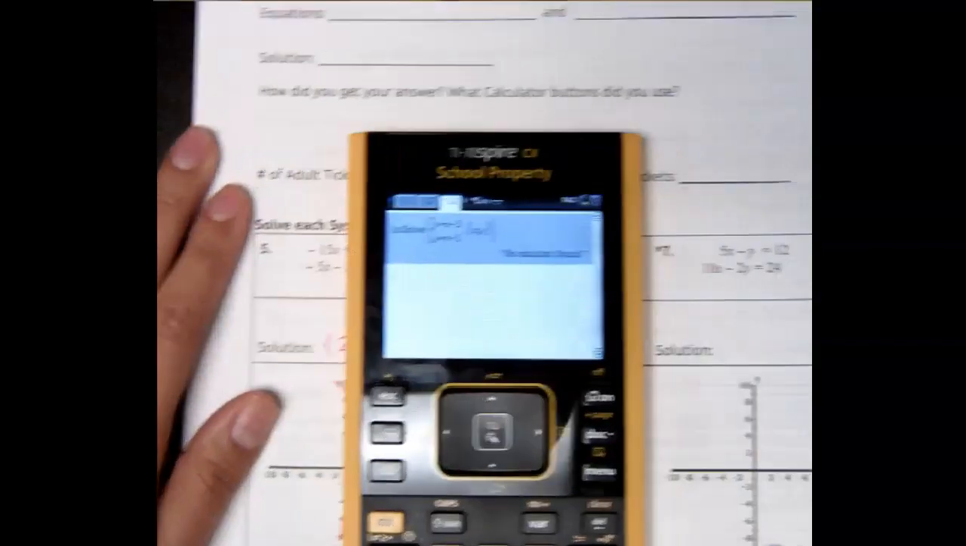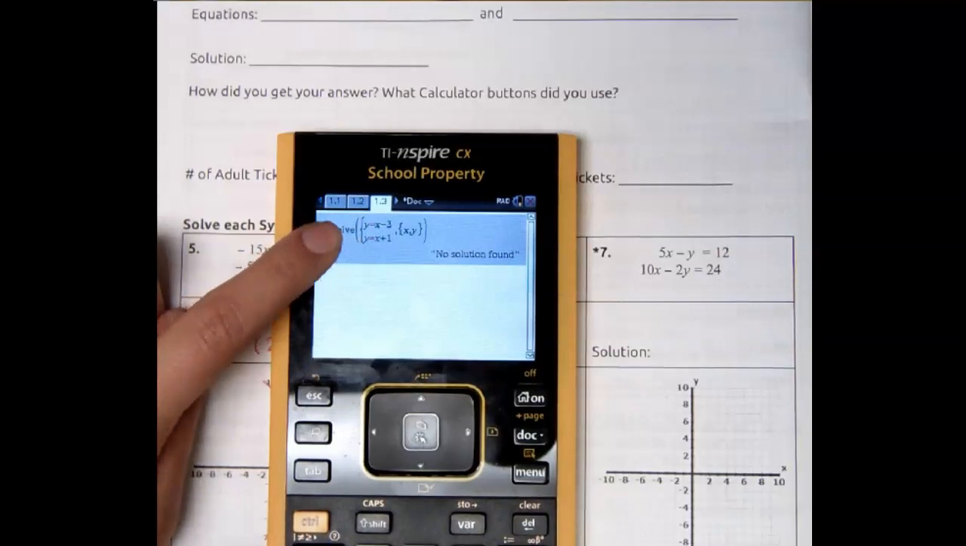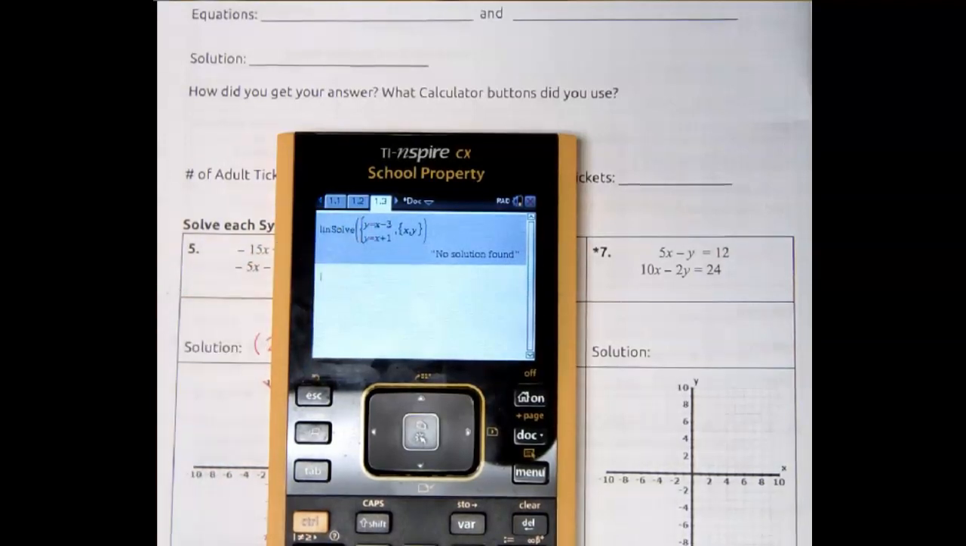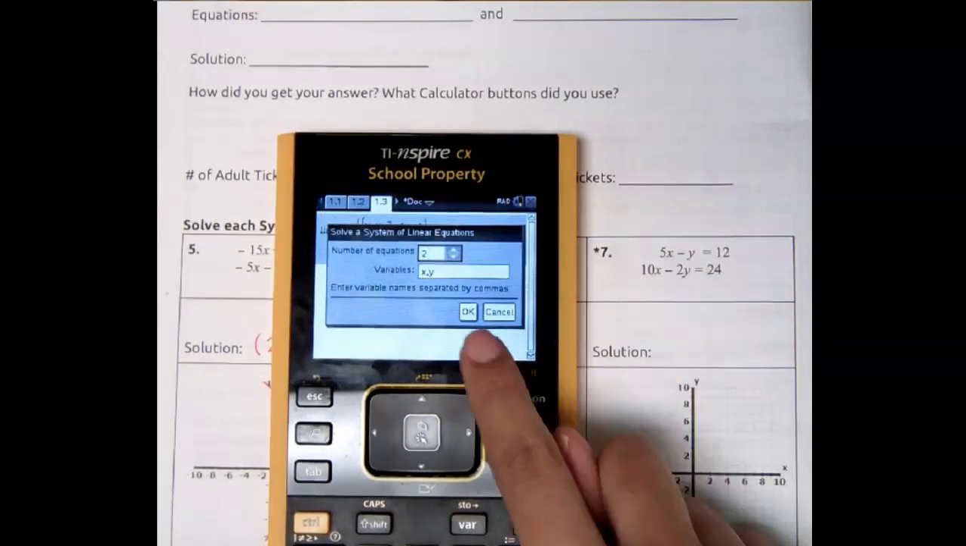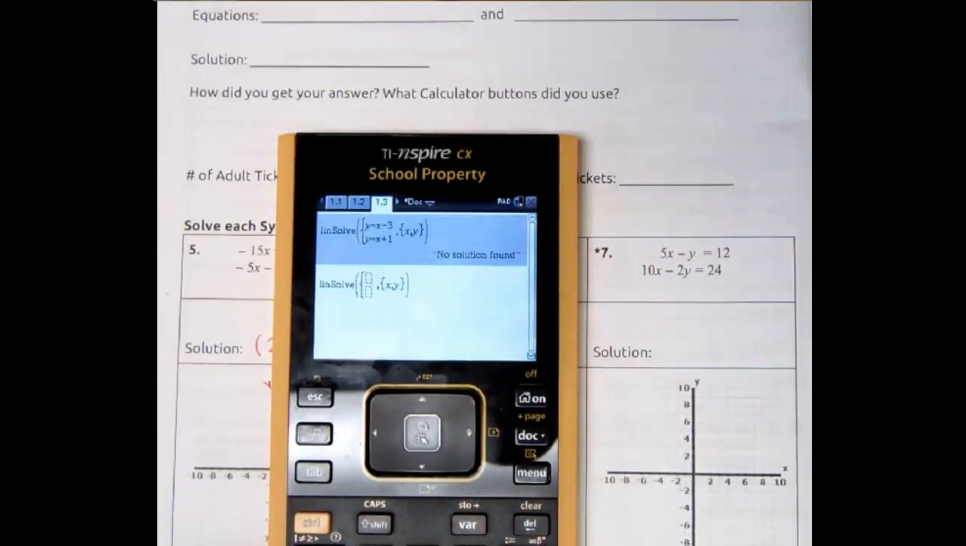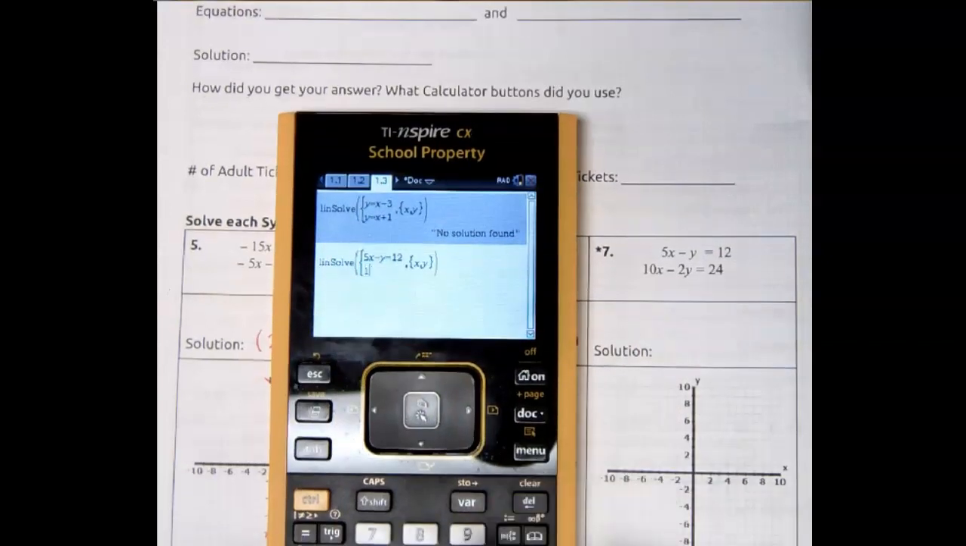Okay, so the last one, I'm going to do in System Solver first because we're already here, so I don't have to start all the way over. I can just start from Menu, Algebra, Solve System, OK. 5x minus y equals 12. Don't hit enter. I sometimes try to hit enter, but remember, you have to arrow down to type in the second equation. So 10x minus 2y equals 24.